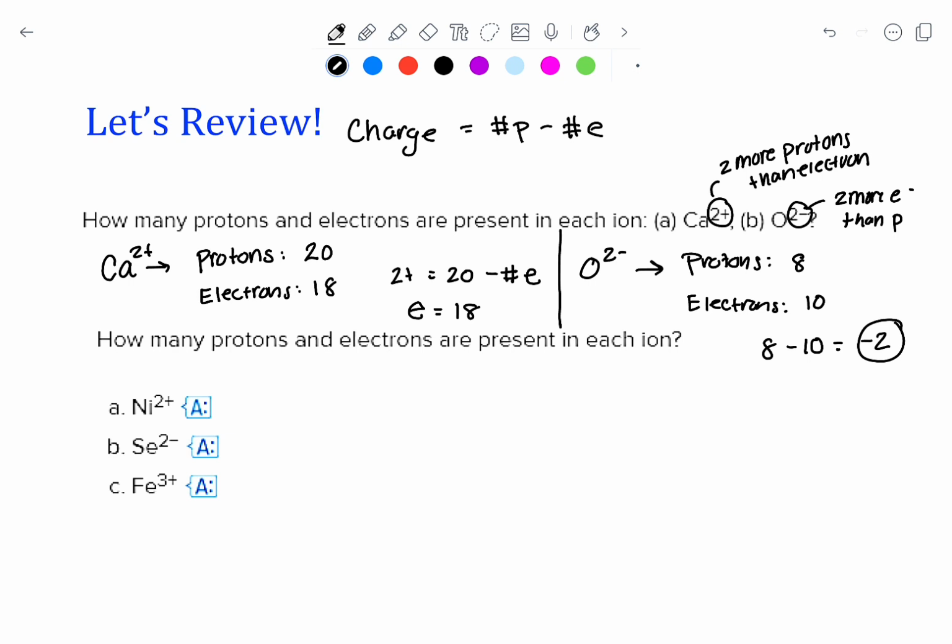For these next 3 examples, what I want you to do is pause the video, go through these 3 ions, determine their number of protons, find them on the periodic table, and then, using what we just did with our first 2 problems, determine how many electrons they have.